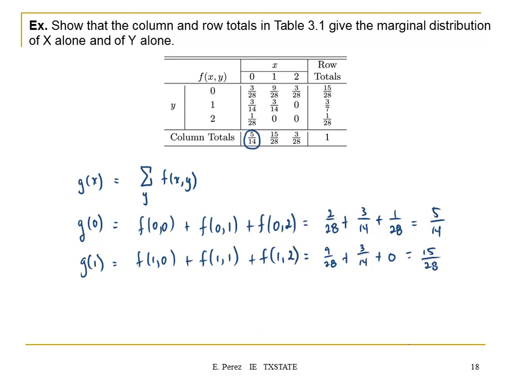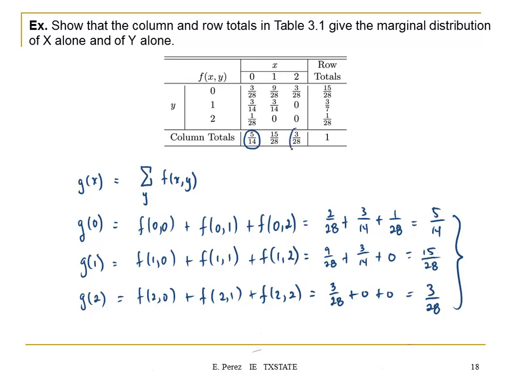And for the last one, for x equals 2, we have f of 2, 0 plus f of 2, 1 plus f of 2, 2. And this equals 3 over 28 plus 0 plus 0, 3 over 28, which is this value. And the summation equals 1.